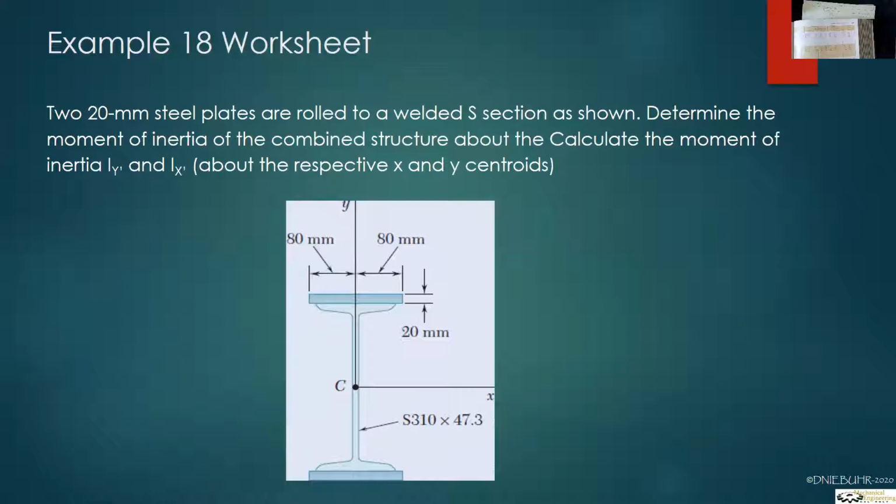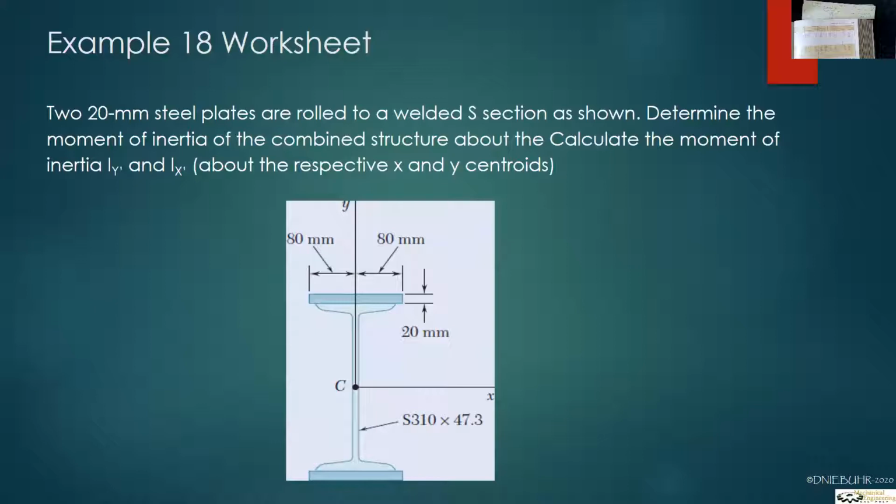And then the number after that, the 47.3 in the metric system, since this is millimeters, represents the kilograms per meter, so that's how much this beam actually weighs. If we were using the English system, it would be pounds per foot or pounds per yard, depending on what you're looking at, and then the depth would be in inches. So just because it says 310 doesn't mean it's exactly 310 millimeters. In some cases, there might be slight variation of that. But that's where that comes from.